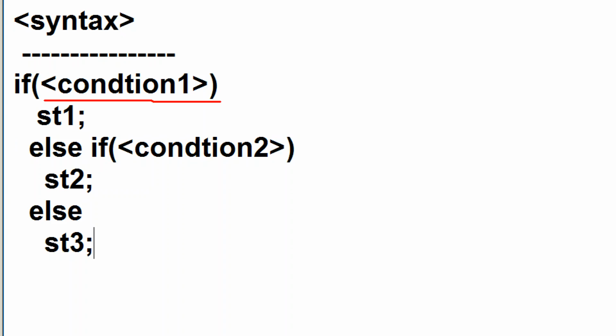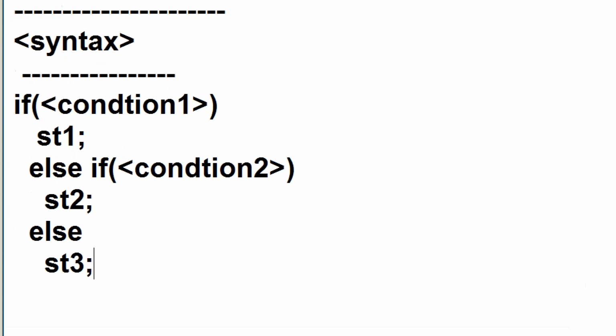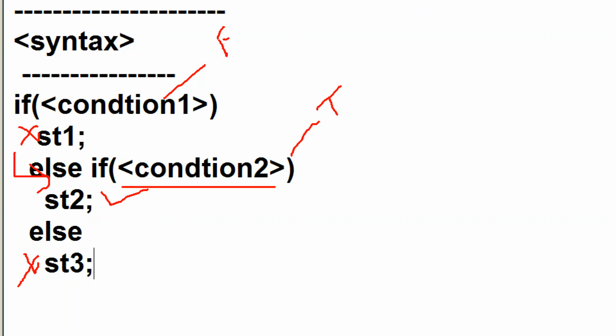Right. Let me explain. First the control will check condition 1. Let's say it is true. Then it will execute statement 1 and skip all the else parts. Another case. If condition 1 is false, then it will skip statement 1, the if block, go to else if and check condition 2. If it is true, it will execute statement 2. Then it will skip the else part.